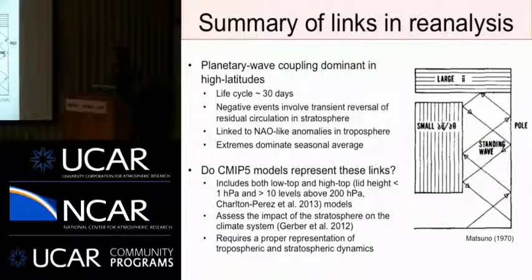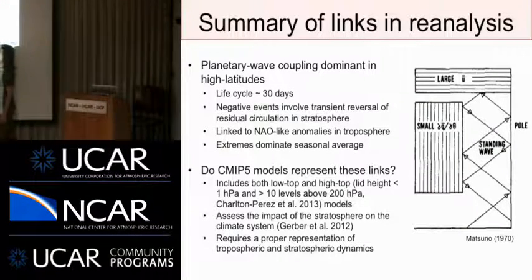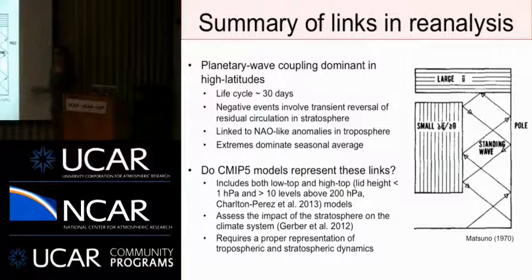So I just wanted to summarize, review for you what we found in terms of the reanalysis data, because it's going to be important for going forward and rationalizing our approach to looking at the CMIP-5 data. So the highlights are that planetary wave coupling is really dominant in high latitudes. There's something very, very favorable about the Arctic in terms of these wave 1 or long wavelength waves.